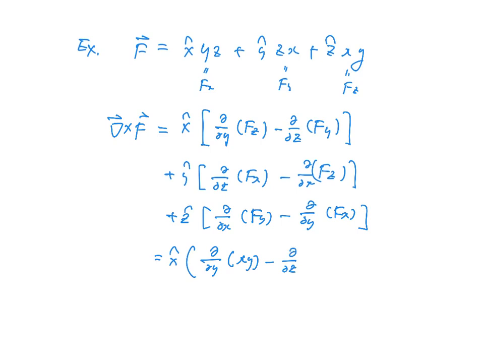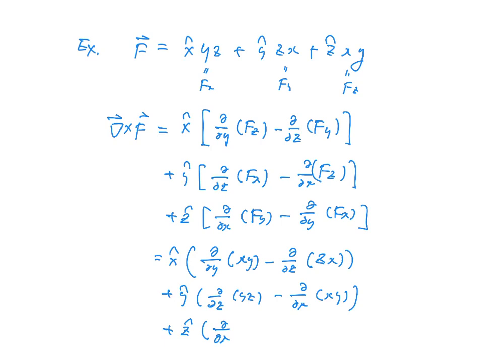Partial z of Fy, which was Zx, minus partial y... Fx was Yz, minus partial x of Fz, Xy. I have a very odd feeling that you are going to get 0 for this particular example. Zx, minus partial y of Fx, Yz.